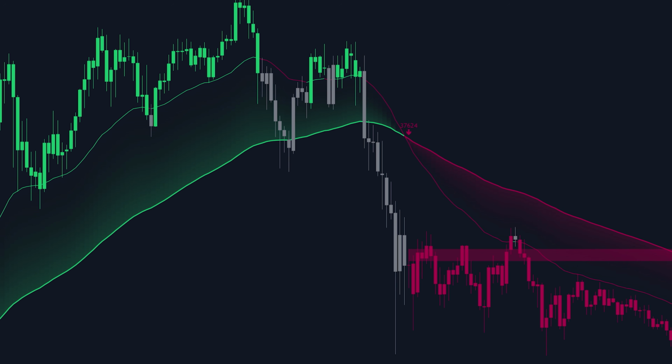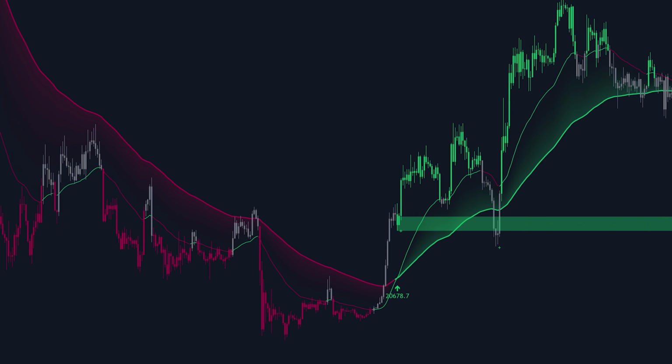Next, the candles on the chart adapt their colors to the trend's strength. During an uptrend, the candles are green. Similarly, in a downtrend, the candles are red. If momentum weakens, candles turn gray, warning of a potential reversal.